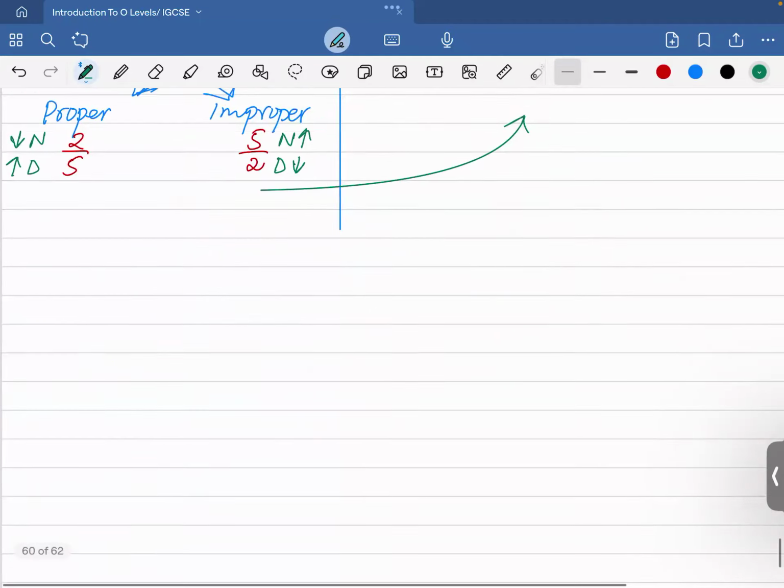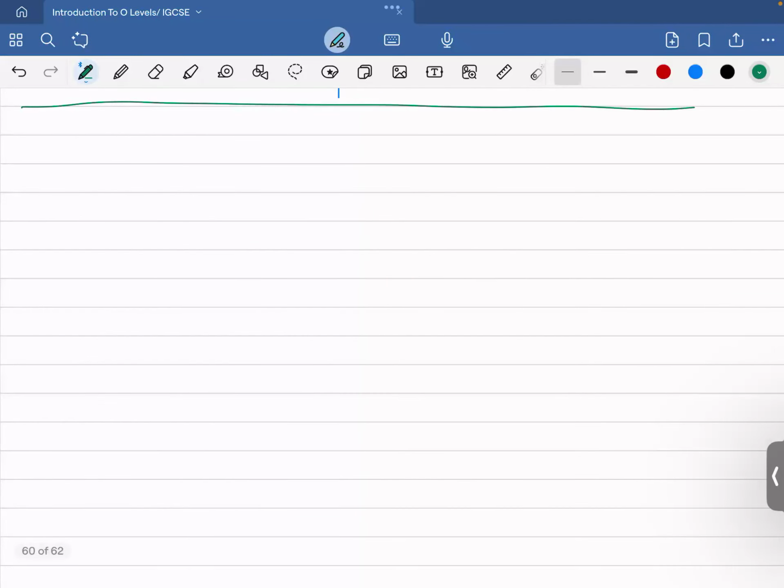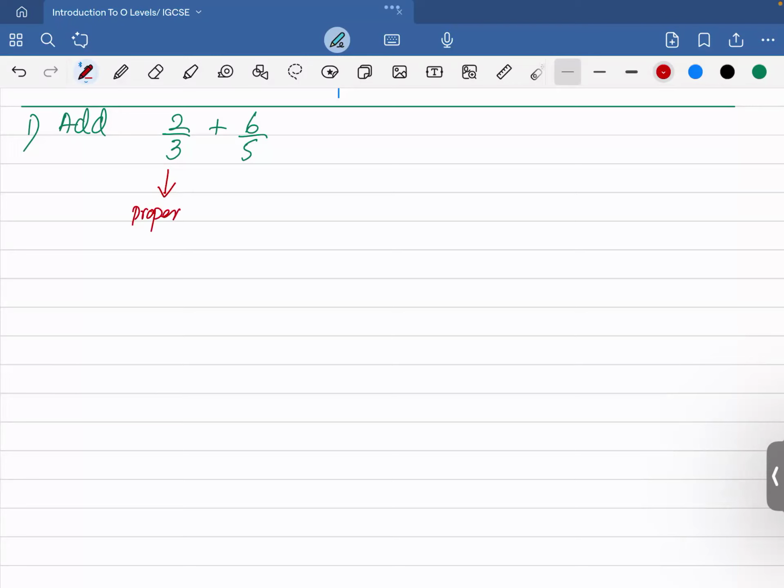Okay, now let's study. One by one, add 2 by 3 plus 6 by 5. All right. Ayla, what is the name of this fraction? Proper or improper? Sir, it's proper. Yeah, proper. Okay. And what is the name of this fraction? It's improper. Improper. The numerator is bigger than the denominator.